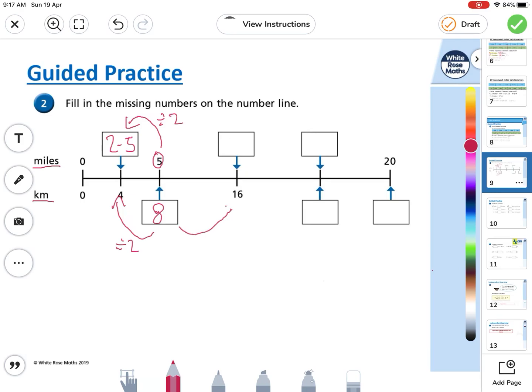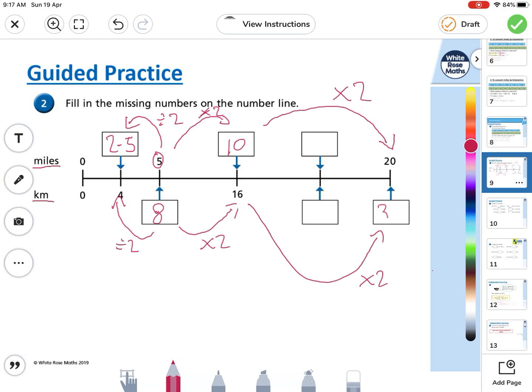We can do the same thing this way. 8 to 16 is like doubling it, multiplying it by 2. So 5 times 2 is 10. So 10 miles is 16 kilometres. We can do the same for the top. 10 to 20, again, is like multiplying by 2. So what we do at the top, we do at the bottom. 16 times 2 is 32. So 20 miles is 32 kilometres.